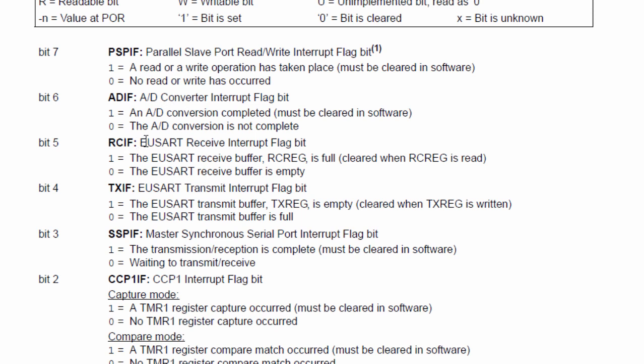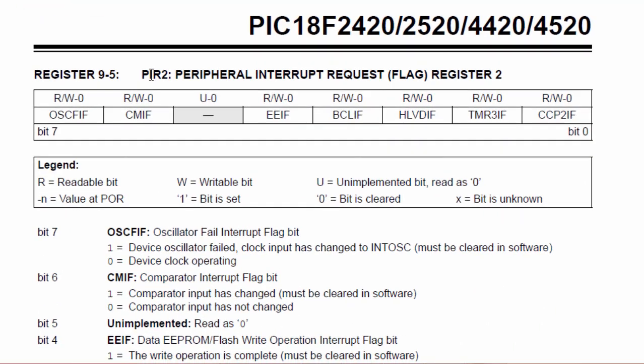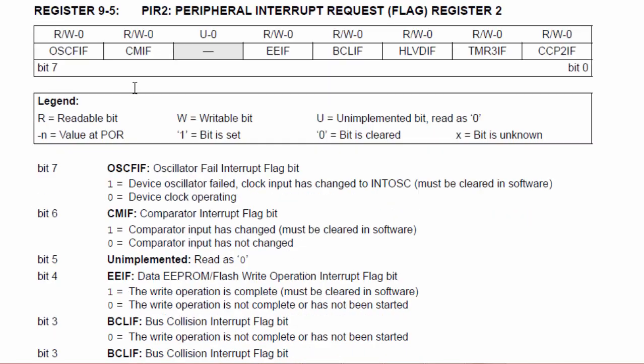If the USART module of the PIC microcontroller receives any data, then this flag is gonna be set to 1. And when the USART module transmits any data, then bit 4 is gonna be set to 1. Bit 6 is the ADC converter interrupt flag. And lastly, bit 7 is the parallel slave port read-write interrupt flag. This is the second part of the peripheral interrupt request flag, the PIR2.